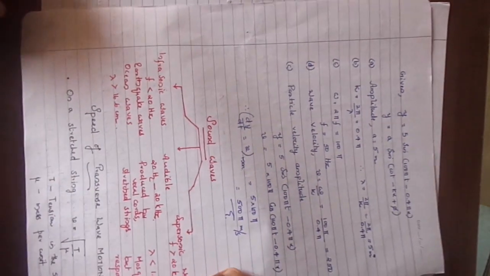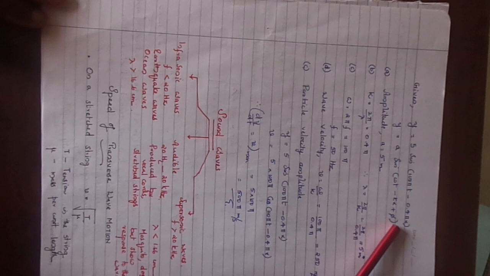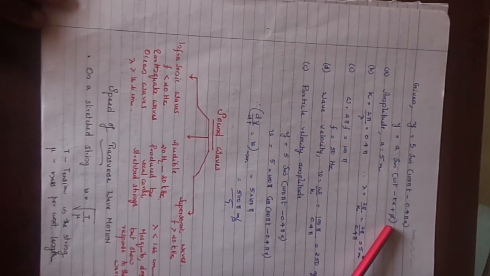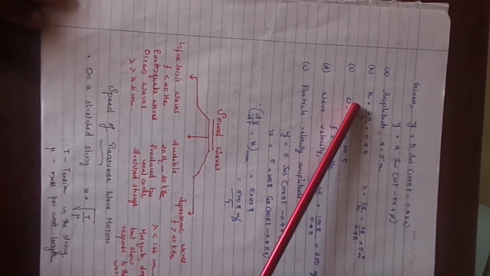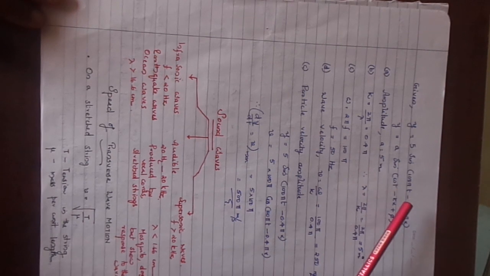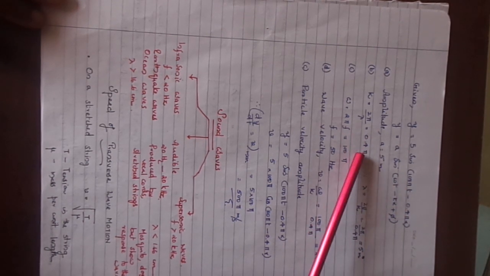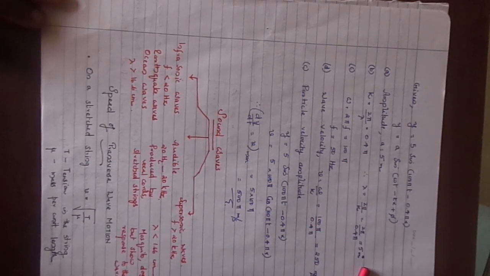See, given the relation y is equal to 5 sine so much, you have to compare it with the general relation y is equal to a sine (omega t minus kx plus phi). So simply a is nothing but the amplitude, 5. Then we can find the propagation constant k, 2 pi by lambda, and from that we can find the wavelength. How can we find the frequency?